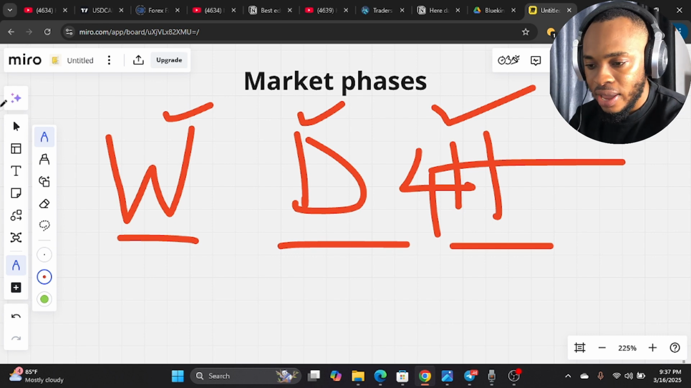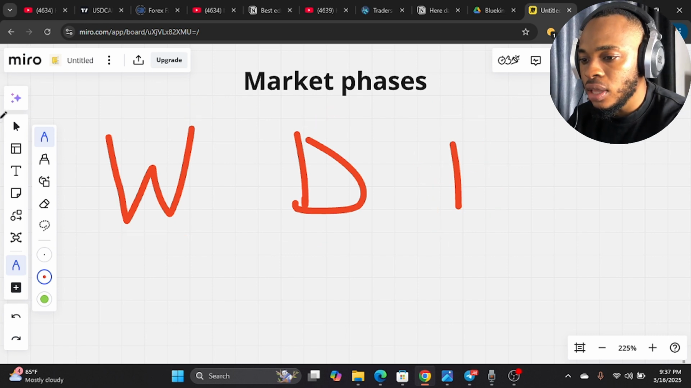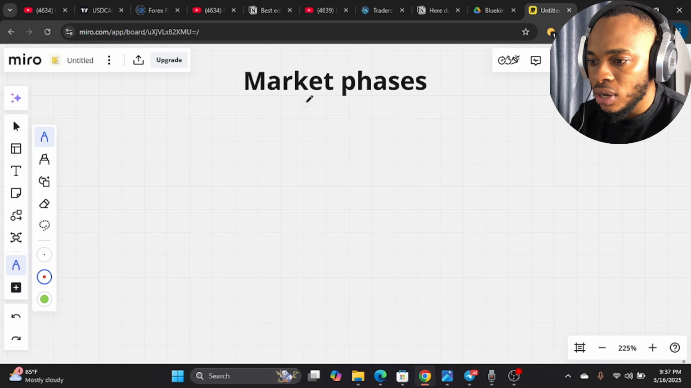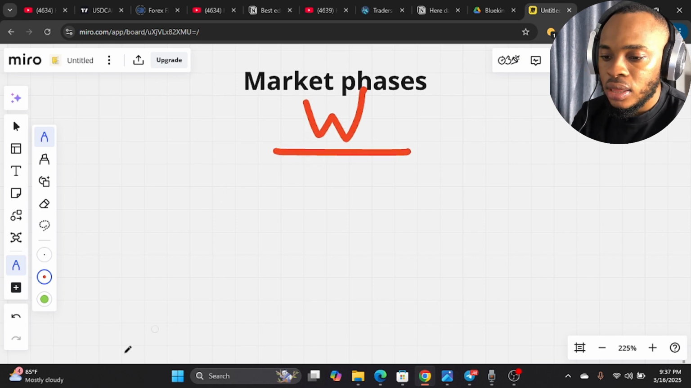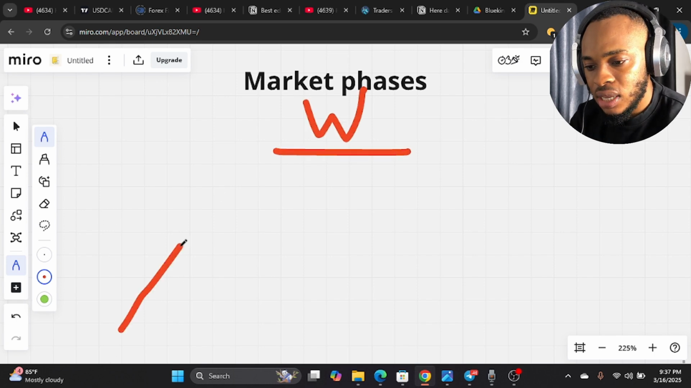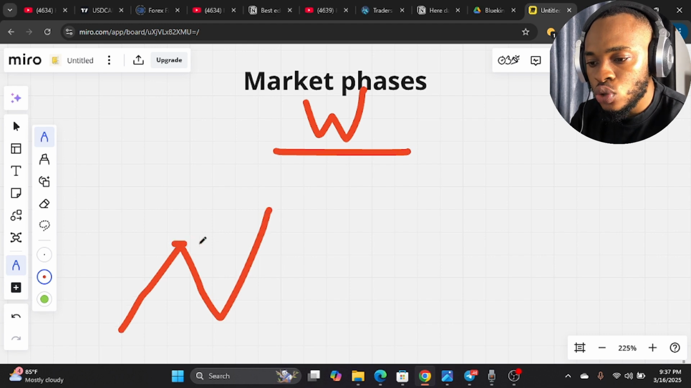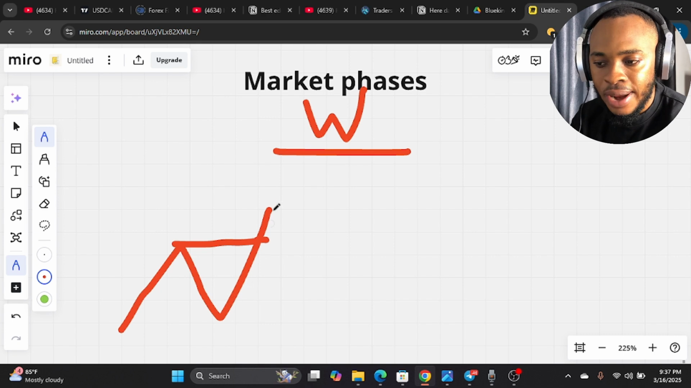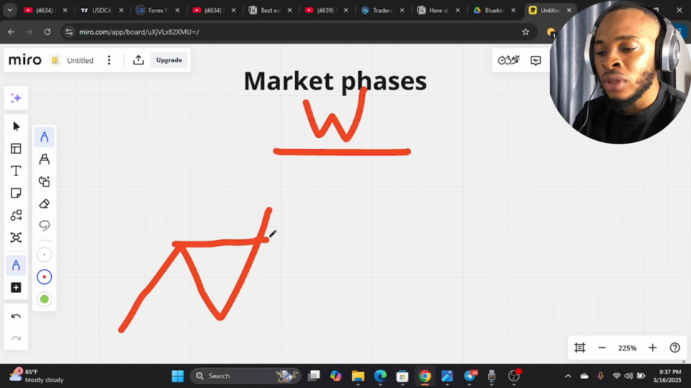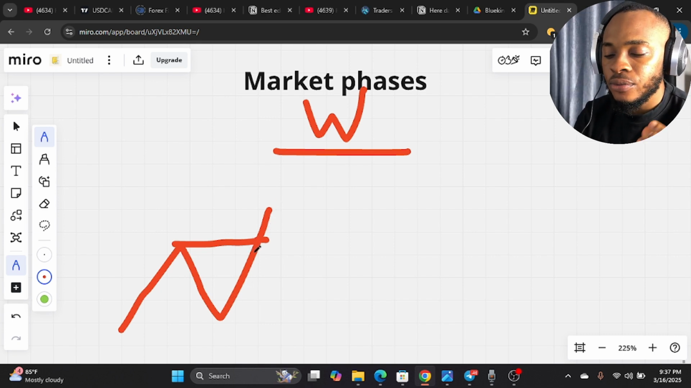Now this is what I mean. So for a typical day, the weekly time frame could have something like this, whereby price is bullish, but we just took out an old high. So we are in this phase whereby price is going up. Now when we are in this phase, where is price most likely going? Now this is the most important thing you need to know.